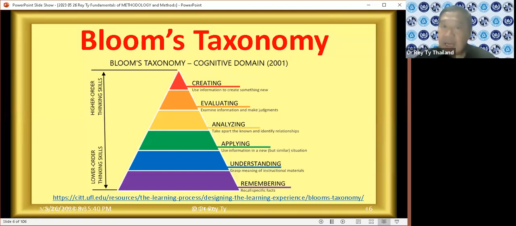And then a higher level is to analyze the real world and look at what are the variables out there in society. And evaluate will look at the weaknesses, the strengths, opportunities. And then the highest level is we create new knowledge. In fact, when we do research, the assumption is we are creating new knowledge. We should go beyond remembering, understanding, applying, analyzing, evaluating. We are expected to create new knowledge.